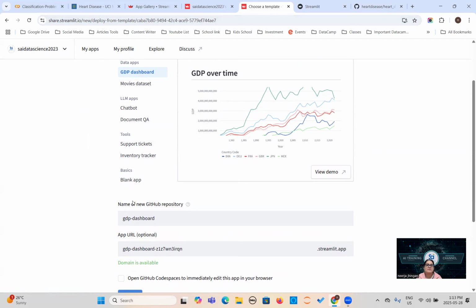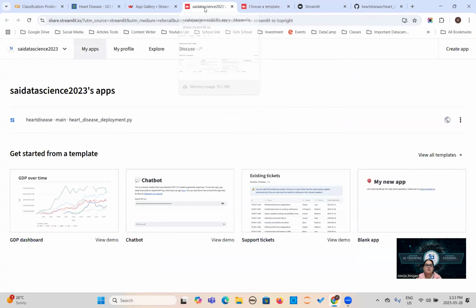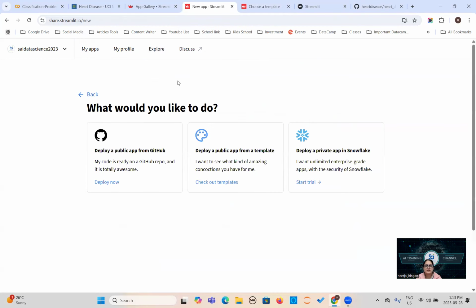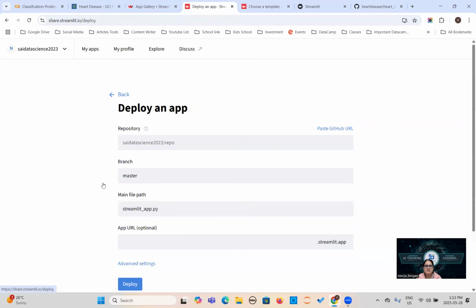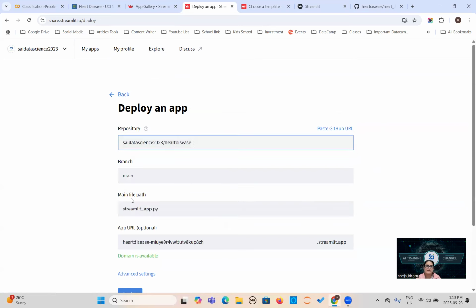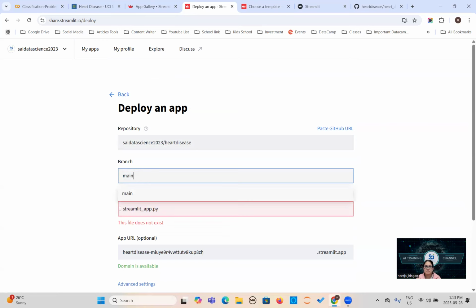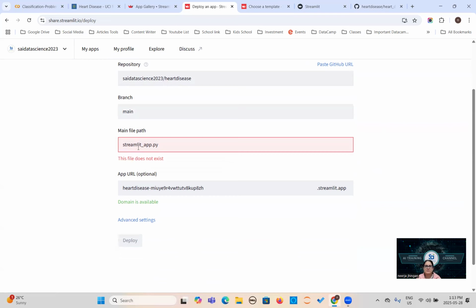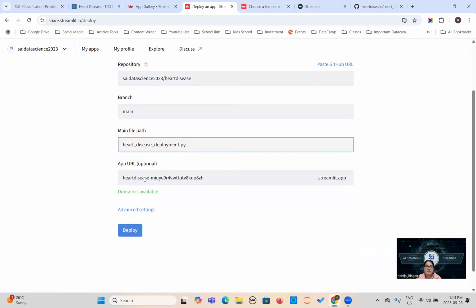Okay, and then here we go. When you create an app, just deploy now. Here you need to copy and paste your repository. My repository name is heart disease. Okay, and then this is the main branch. After that, my file path, my file name is this, the py file. I told you we have created it, right? And then I will set it, and that's it. It's very easy. Now you will click on deploy.